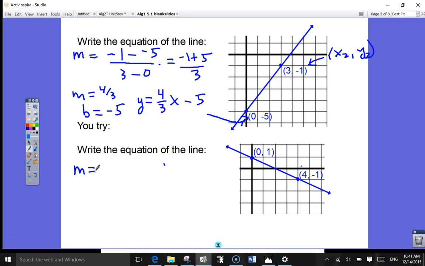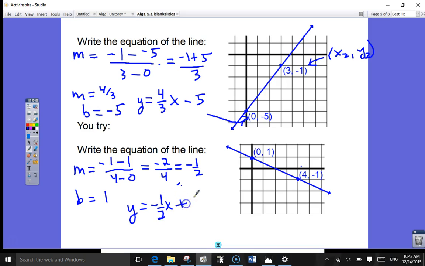So that's -1 minus 1 divided by 4 minus 0, which is -2 over 4, which is -1/2. What is the b, Emily? b is 1. So now what's the equation of the line? y equals -1/2 x plus 1.